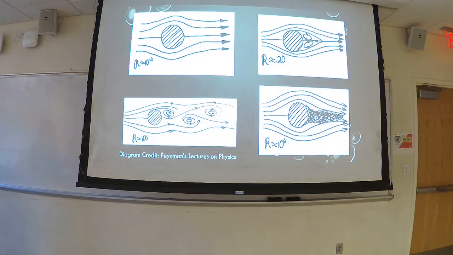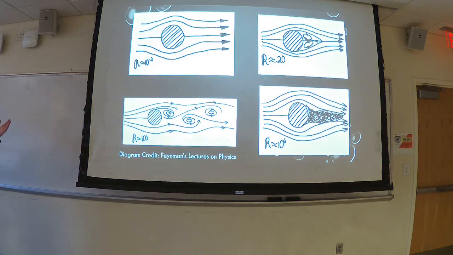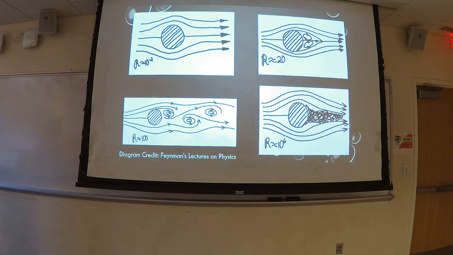For some examples of that, on the top left, you see a Reynolds number of between 0 and 1, 10 to the negative second, in which the fluid is moving quite laminarly and is not being disturbed much by the sphere that is in the way. However, you see as it increases to 20, 100, and 10 to the 6th, it gets increasingly more turbulent, and these vortices that you can see, called eddies, form behind the sphere.